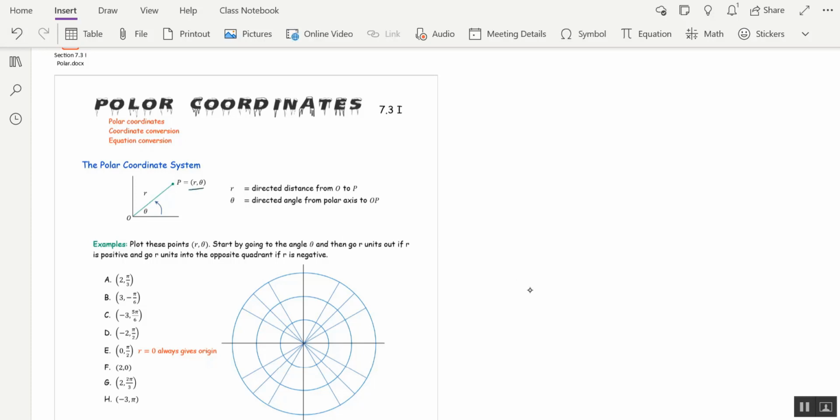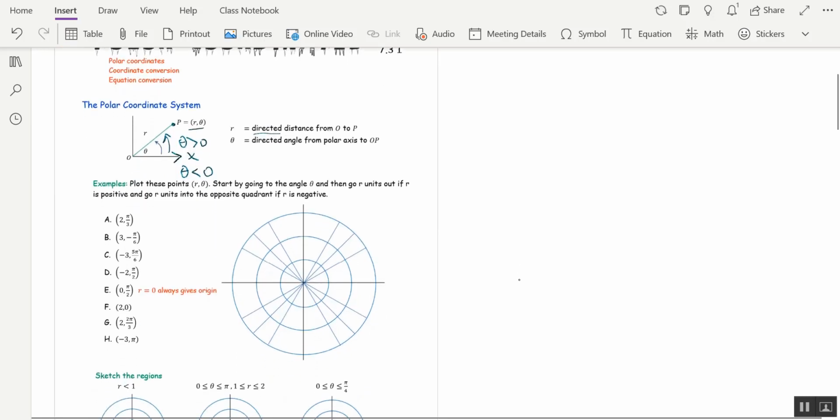R is the directed distance from the origin to the point P. And by directed, I mean r can be positive or negative, and we'll talk about what r negative means in a minute. Theta is the directed angle from the polar axis, which is the positive x-axis, to the line OP. So theta positive is counterclockwise, theta negative is clockwise. So let's take a look at some examples here.